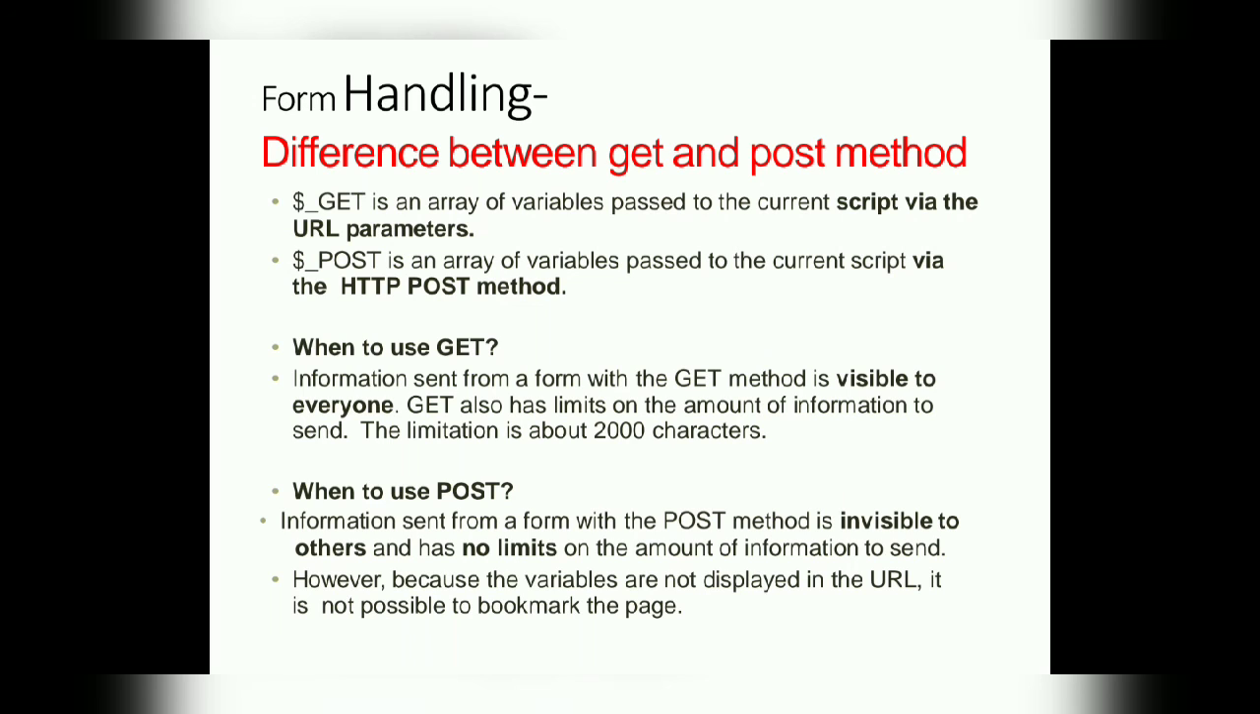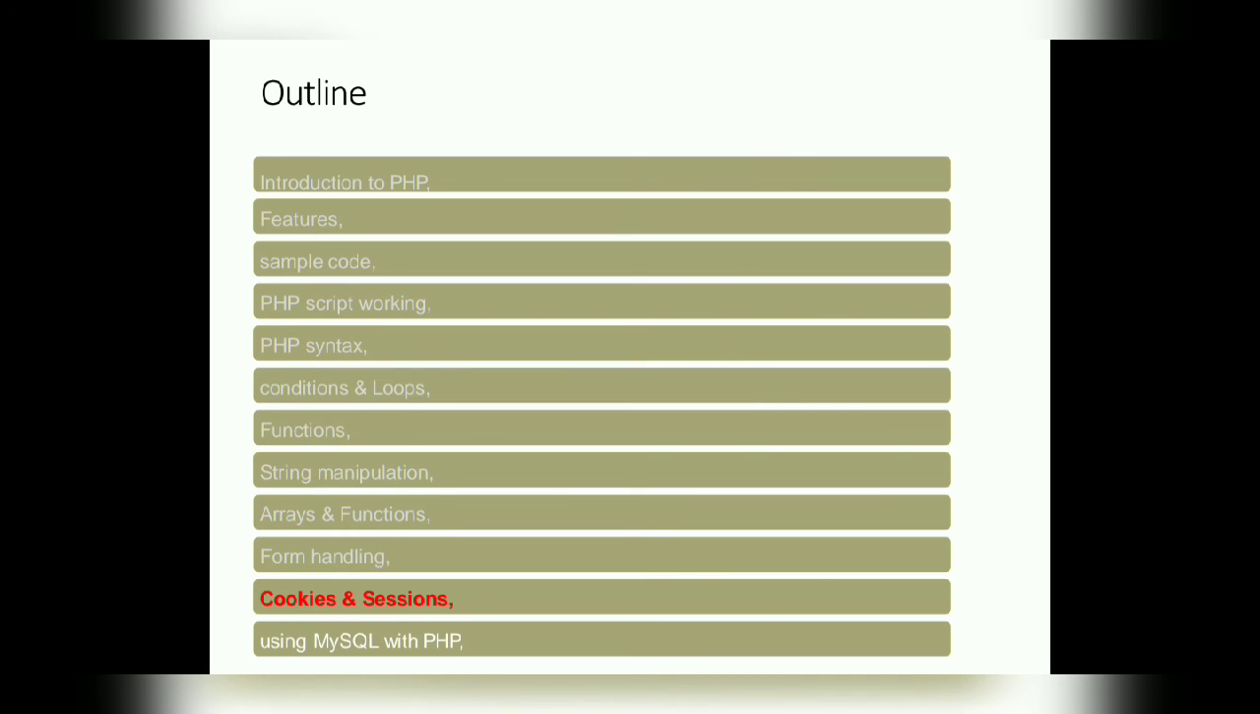Then the question arises when to use get and when to use post. If you send information from a form with get method, it is visible to everyone. It is having the public access. Get also has limits on the amount of information that is to be sent. The limitation for get method is around 2000 characters. Okay, above that you cannot enter any variable or any values.